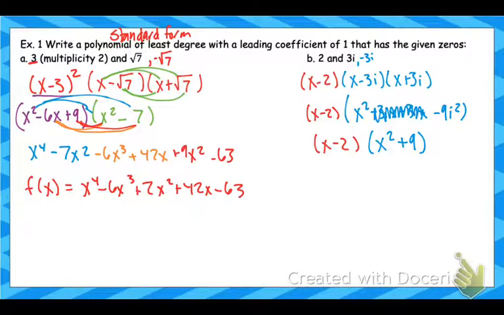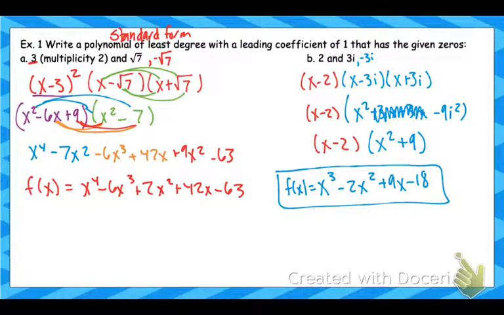Then from here, again, we're just going to FOIL it out. So x cubed minus 2x squared plus 9x minus 18. And that is what f of x is equal to. It's in standard form because my exponents go in order from biggest to smallest.